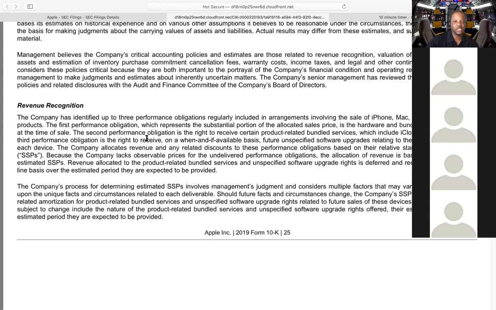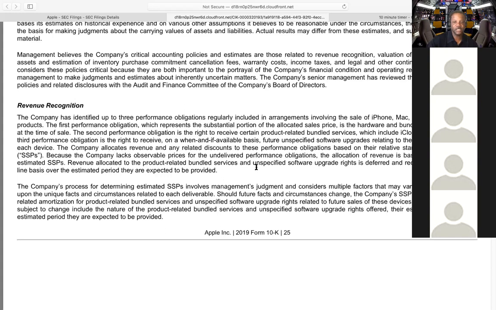The third obligation is the right to receive, when and if available, future unspecified software upgrades related to the software bundle. Excavator Omicron. Control restored. All right, someone can go on mute. That's the upgrades that we get to our phone.